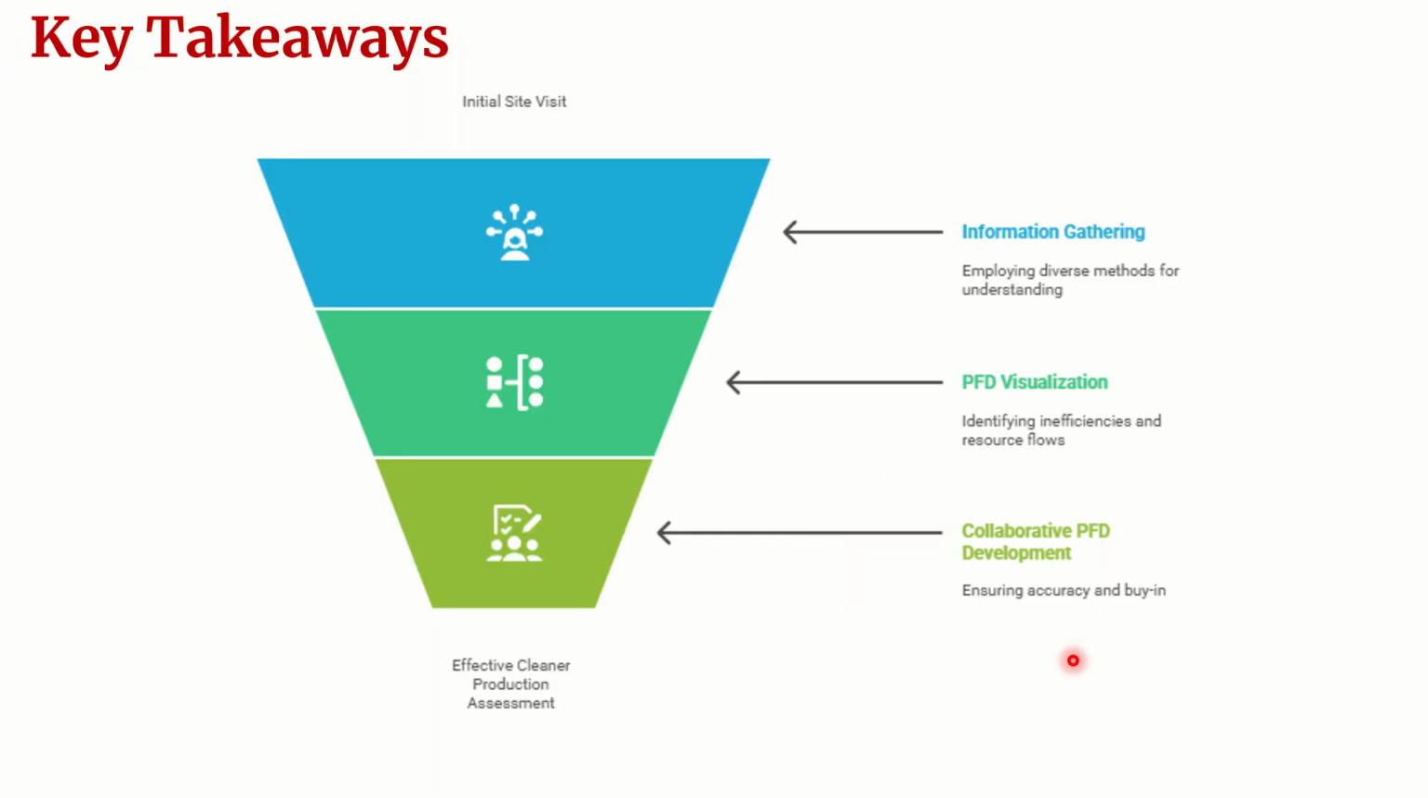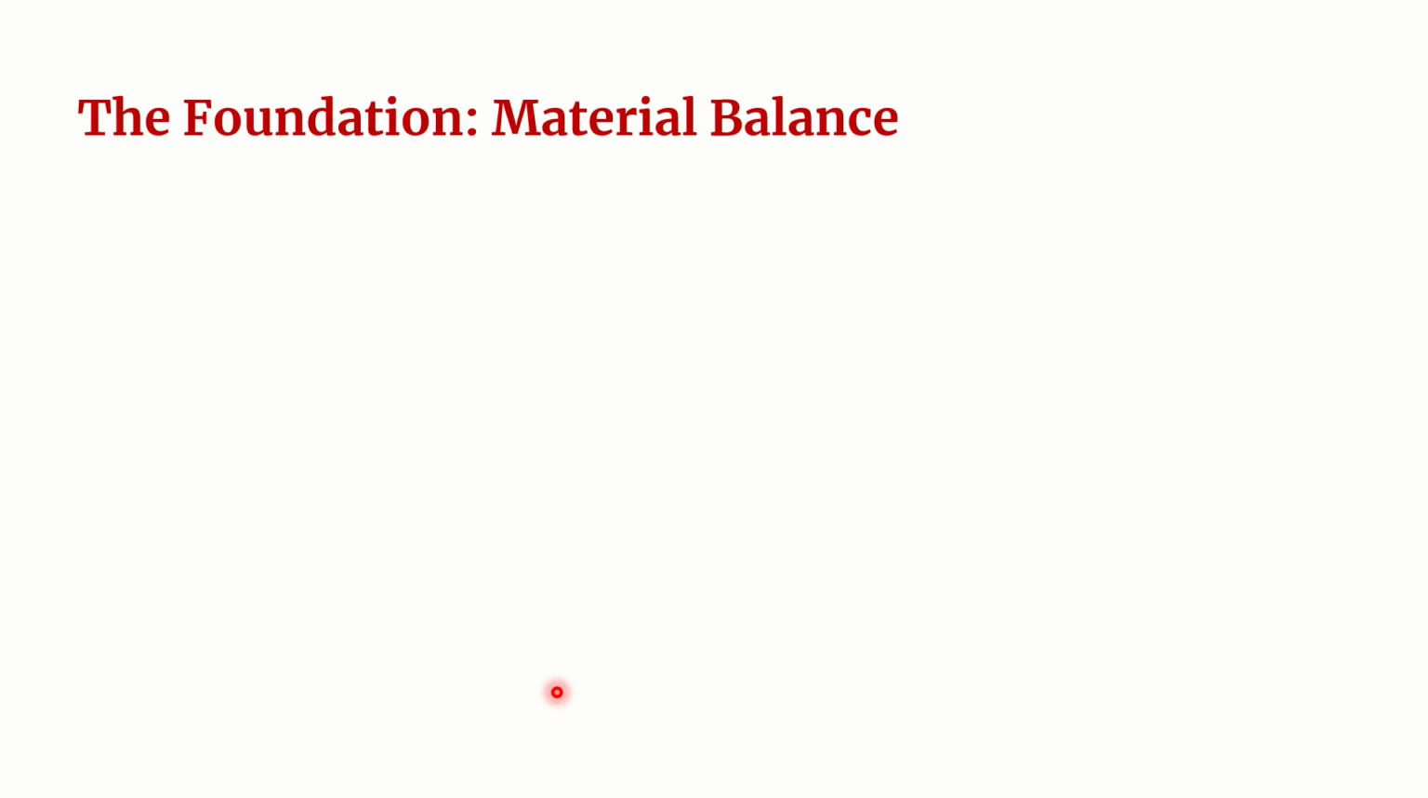So what we have discussed in that, so what is understood from the previous discussions. Collaboration of process flow diagram development, process flow diagram visualization, and also information gathering. All these things put together lead to effective cleaner production assessment. Next key component, material balance. So material balance is a quantitative tool fundamental to cleaner production.